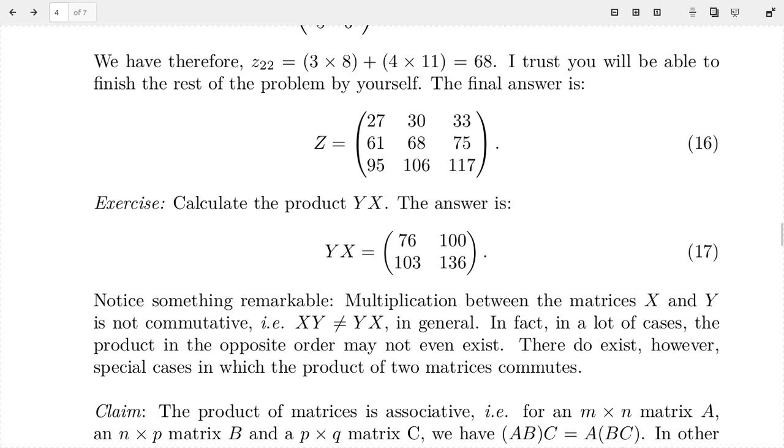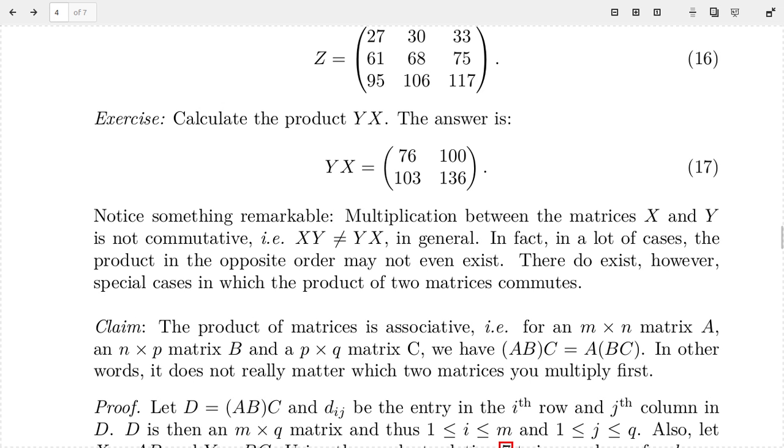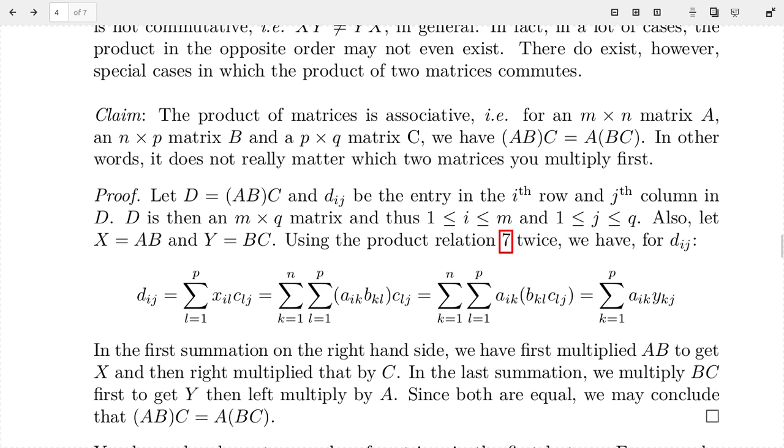In fact, just because XY exists doesn't necessarily mean that YX exists. YX may not even exist. It may exist, but it may have a different dimension. Therefore, matrix multiplication does not commute. Now, however, matrix multiplication is associative.